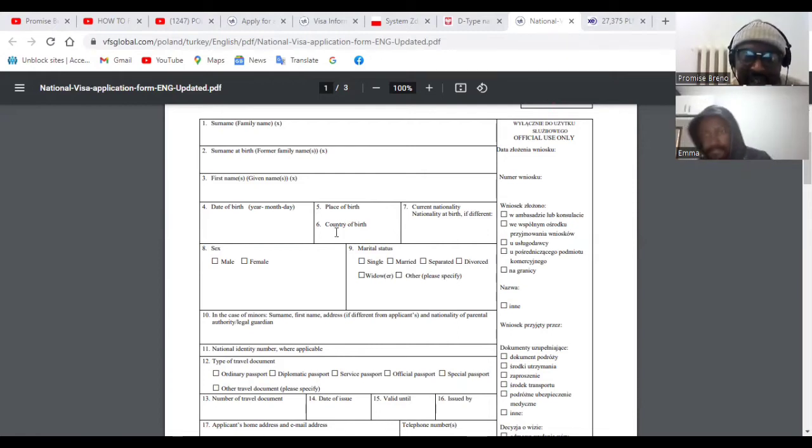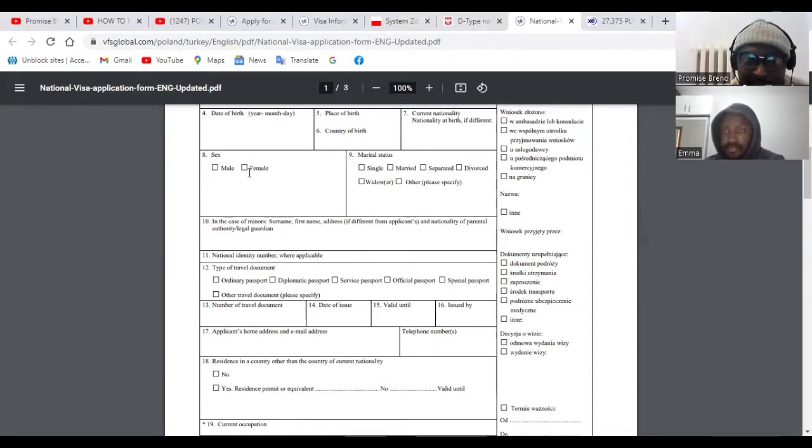Okay. Next, country of birth. If you're Nigerian, enter Nigeria. If you're Cameroonian, enter Cameroon here. If you're from whatever country you come from, enter it here. Then your current nationality. Okay, nationality at birth. You can enter your nationality here, current nationality.